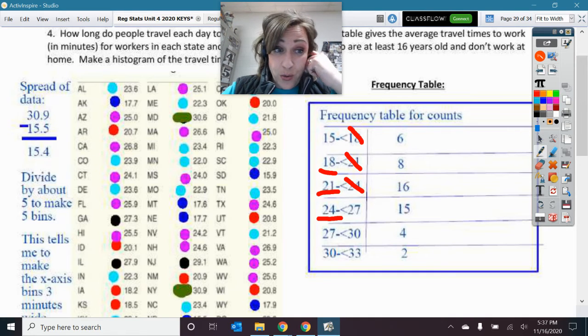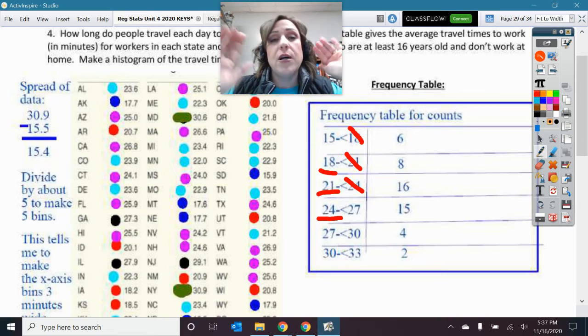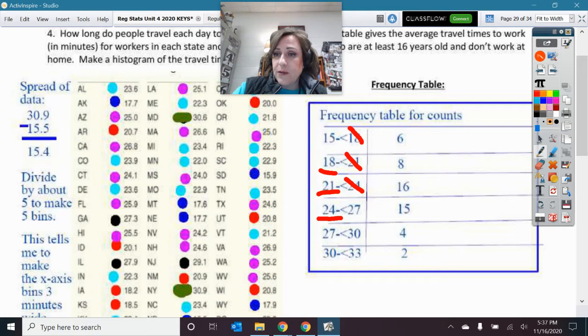And then I had to go through here. I had to color code it because it was too much data. So you might want to check how you did on that and see what you came up with. But here were those total counts that I came up with for those bins.